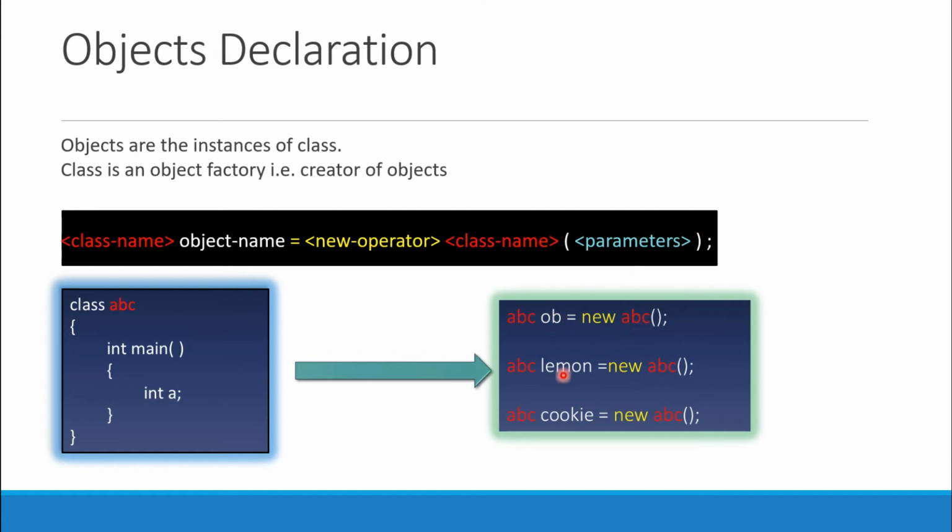You can use a different object name. Here I have used ob, lemon, cookie. You can use anything you want, but you need to remember that first comes the class name, then the object, then the new operator, followed by the class name again and then the parameters.